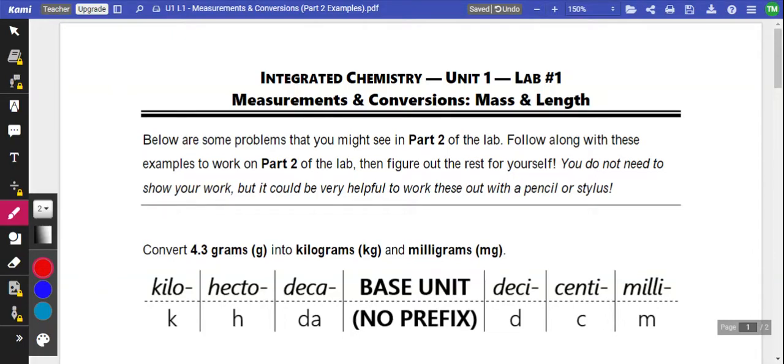All right. In Unit 1, Lab number 1, Part 2, we're going to be looking at converting some data. We're going to use sample data that might be close to what you got in Part 1 of the lab, but it doesn't have to be exactly the same. We're just using sample data so we can all make our conversions from the same starting point. Makes it a lot easier to work through.